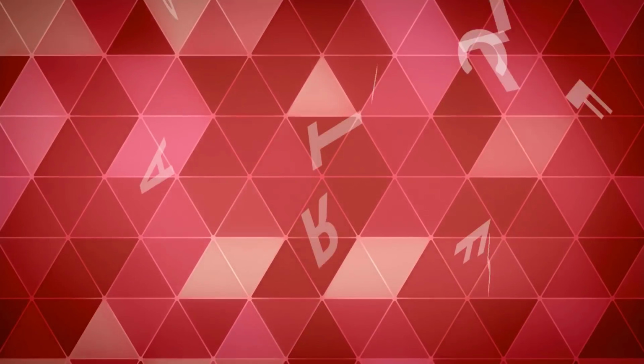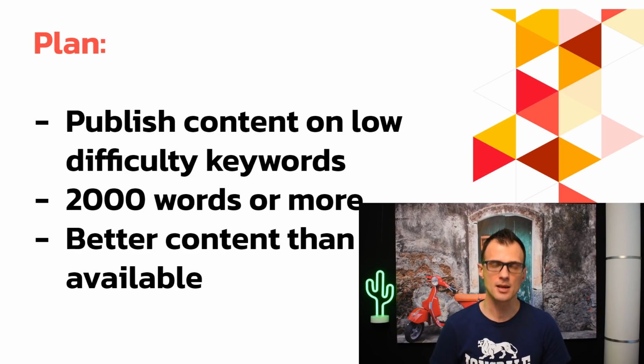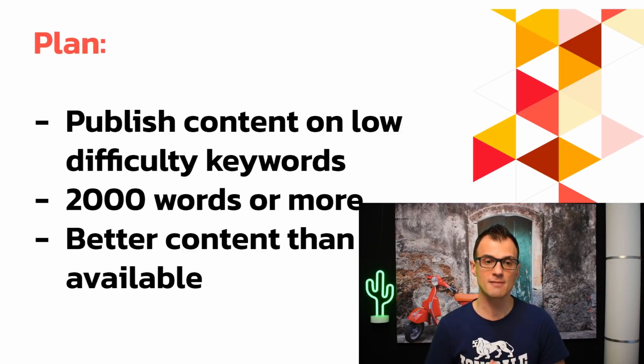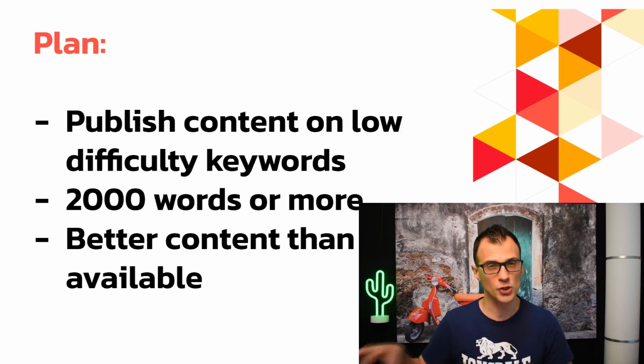So now let's talk about the plan of what you need to do to actually start getting this traffic and start making the sales. The first thing that you've got to do is start publishing content on your website, and your content needs to cover some keywords that are low difficulty. I'm going to show you step by step how to do that in just a second. Your content needs to be at least 2,000 words long or longer.